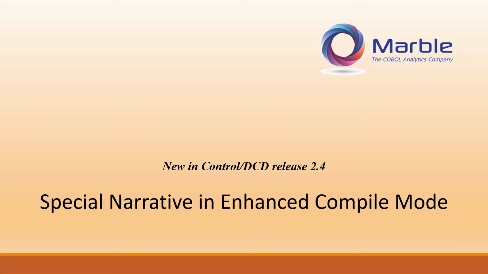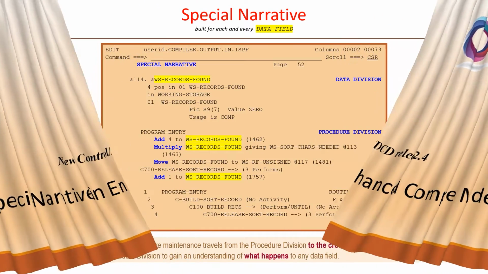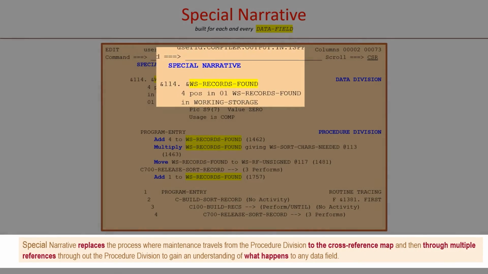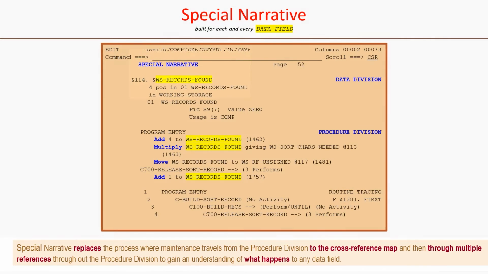Special Narrative in Control-DCD's new Enhanced Compile mode is an entirely new feature. Special Narrative is built for each and every data field, in this case, WS Records Found.